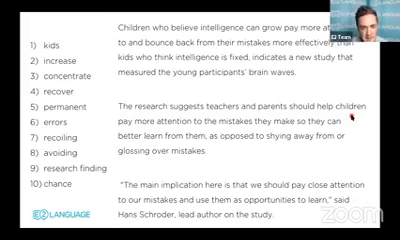I'll give you a hint. These are in order. So the first one will be at the top. The last one, number 10, will be at the bottom.